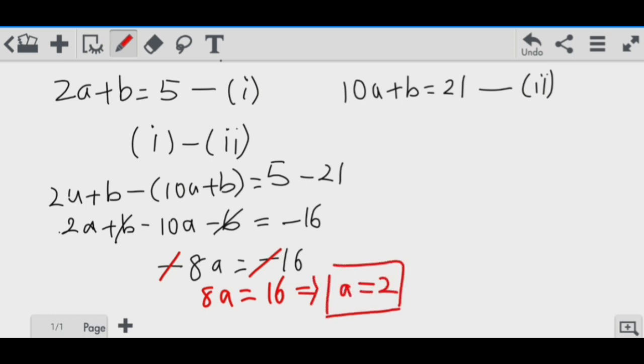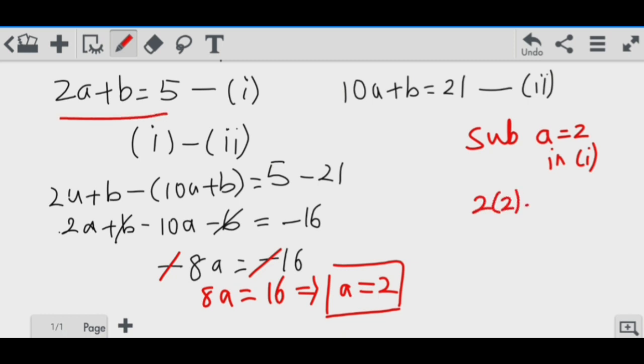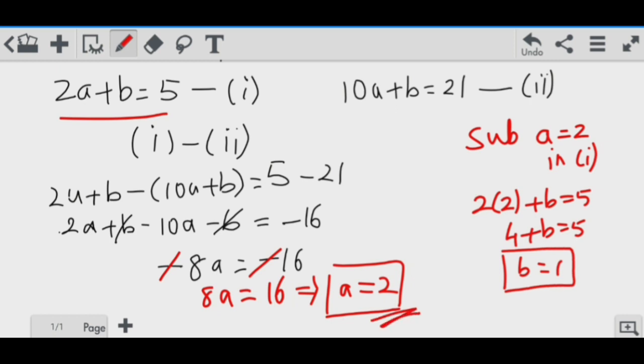With this value, you can substitute in either equation number 1 or 2 to get the value of b. So substituting a is equal to 2 in 1, we have 2 into 2 plus b is equal to 5. 4 plus b is equal to 5. Therefore, the value of b is 1. Hence, a is equal to 2 and b is equal to 1. These are the values of a and b.